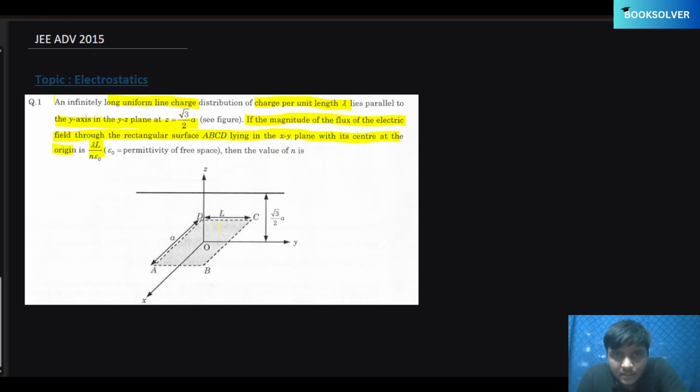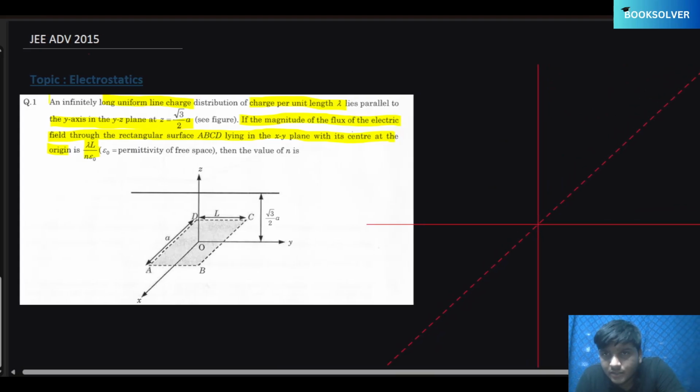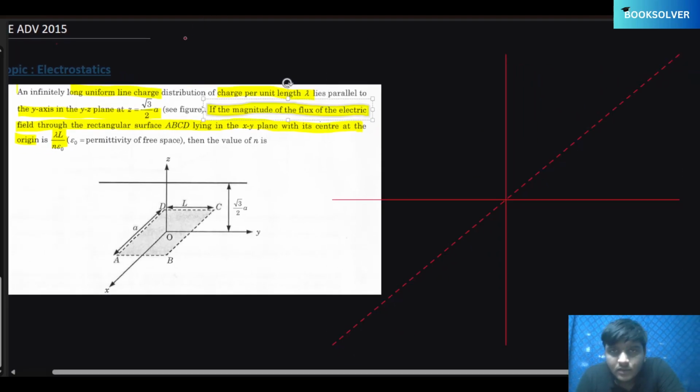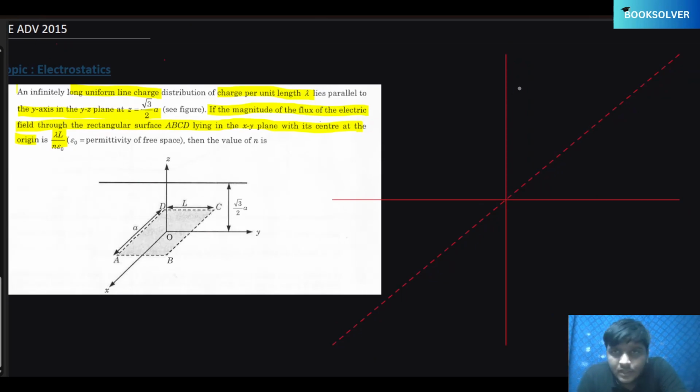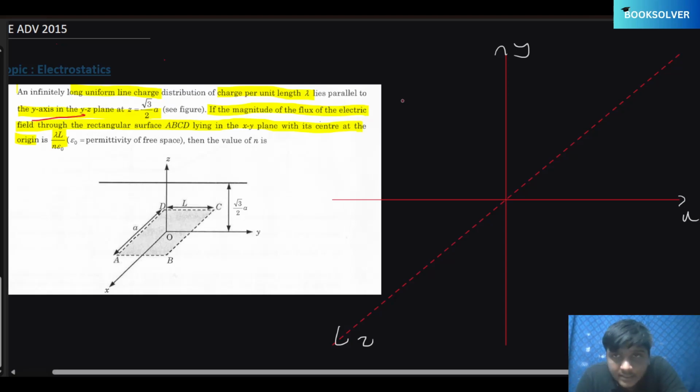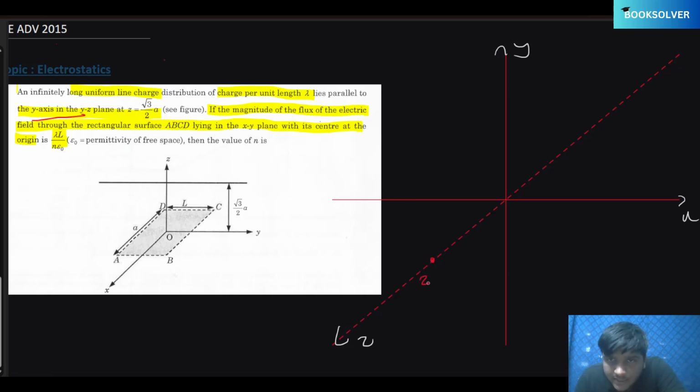A figure is also given here, but I don't find it very comfortable to solve the question, so let's make our own figure. Basically, if we assume this is our dimension, where is our rod? Suppose I name these as the x-axis, y-axis, and z-axis. Reading again, the long uniform charge lies parallel to the y-axis at z equal to root 3 by 2 a. If this is the point z equal to root 3 by 2 a, our line charge is like this.